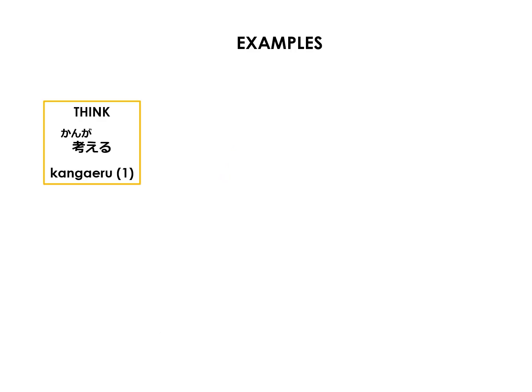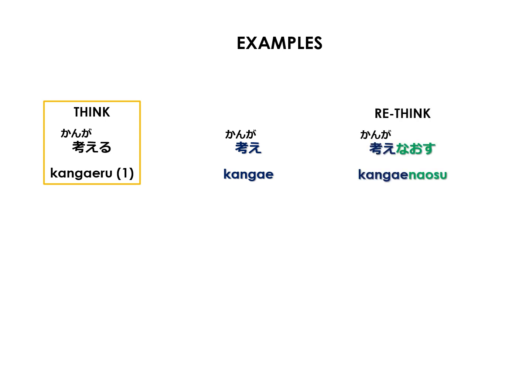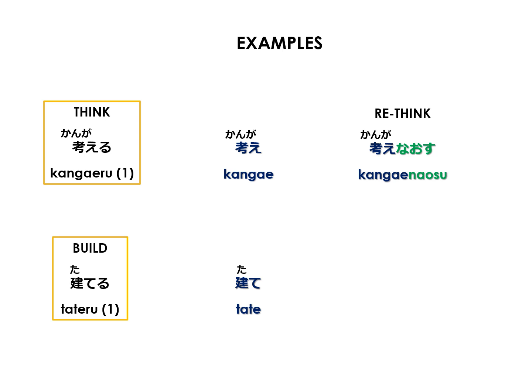Let's look at some quick examples with some verbs combined with naosu. The number beside the verb is the verb category, so you'll know how to quickly form the conjunctive. To think is kangaeru. Conjunctive is kangae, and kangaenaosu. Kangaenaosu means to rethink. To build is tateru. Conjunctive is tate, and to rebuild is tatenaosu.